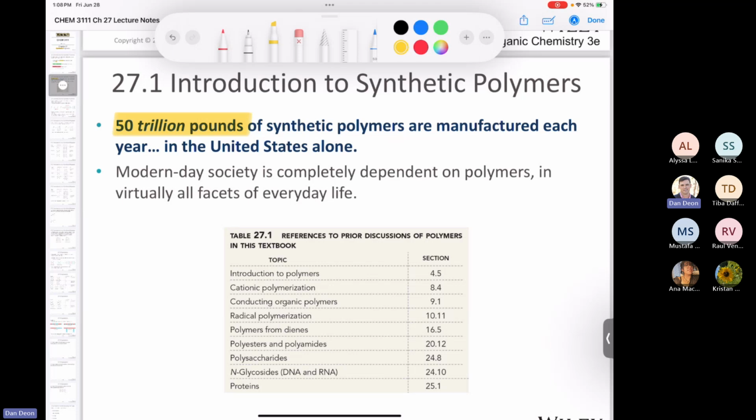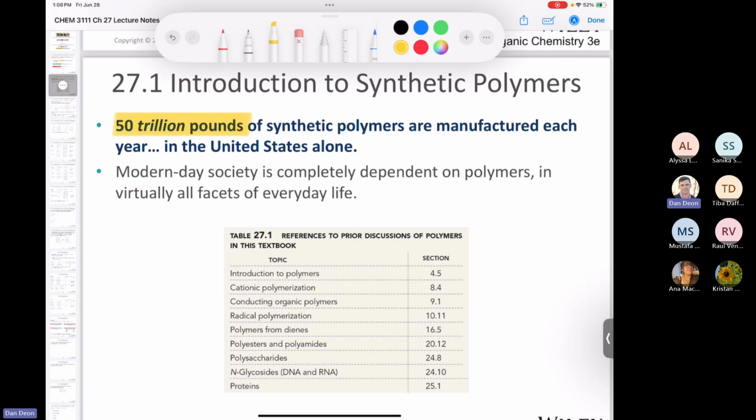What else? There's polymers in the carpets and the fiber in the room that I'm in right now. My binder, I have a cover on the binder that's made out of polymers, and I could keep going and going and going. And so in modern day society, we're pretty much completely dependent on polymers in every part of our life. And so we would be remiss to leave the class without talking about polymers.